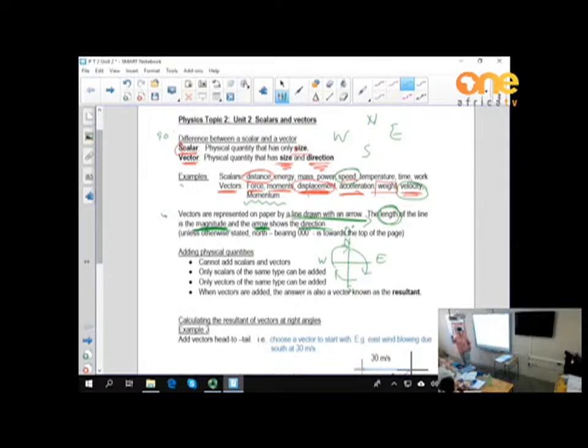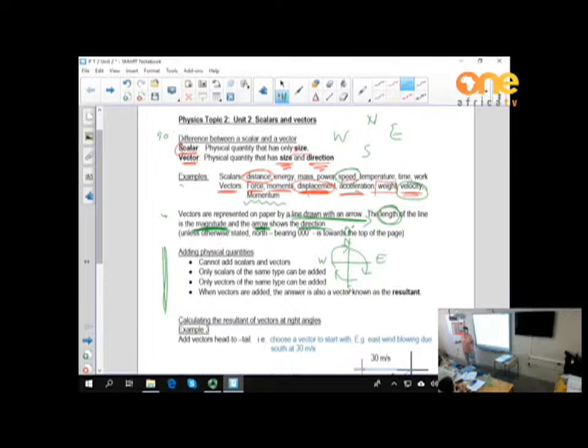The watch goes clockwise. When we add physical quantities, we cannot add scalars and vectors. In algebra, if I have 5 apples and I have 6 pears, 5a plus 6p, what do I have? 5a plus 6p, because I cannot add apples and pears. They're not the same thing. So when we start working with scalar and vector quantities, you must be careful. You cannot add a scalar quantity to a vector quantity, and vice versa. All right? They are different quantities.